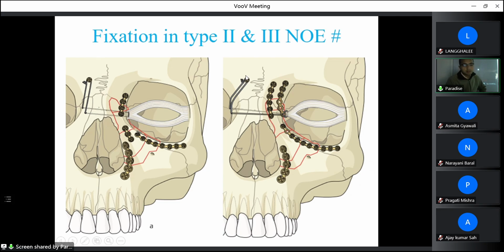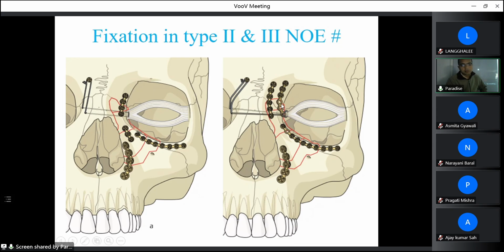Another option is you can put one screw in the contralateral side, then you have to attach the medial canthal ligament with some 21 or 24 gauge wire. Again, pass the wire through the bone on the contralateral side, and attach this screw with the wire. It will also hold the medial canthal ligament, but it is more cumbersome to attach the medial canthal ligament with the contralateral side screw.